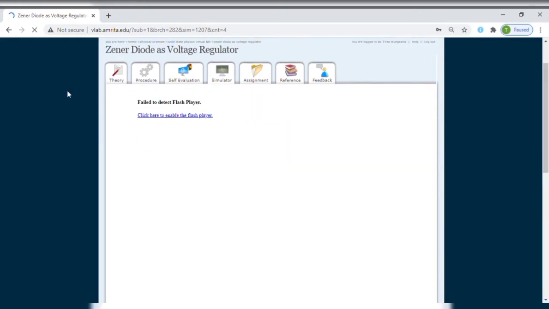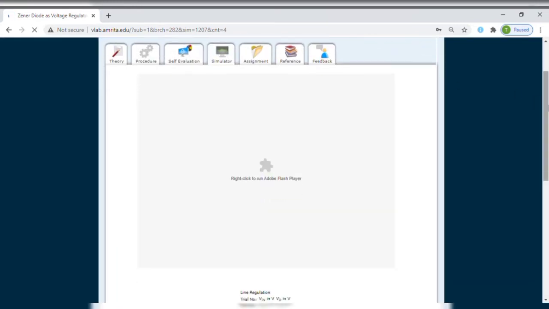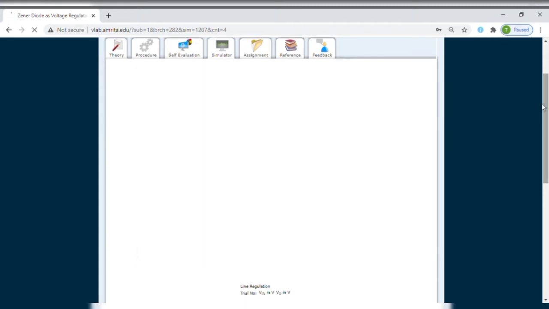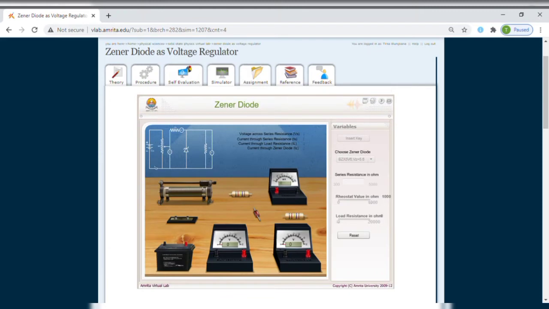Then enable the flash player, allow it, and then just load the page, and then we'll wait until the simulator comes out. Okay, so here is the simulator, and for now, I'm not gonna explain what these are because I already explained it in another video, which is characteristic of Zener diode. So for now, we're just going to jump into the simulation.